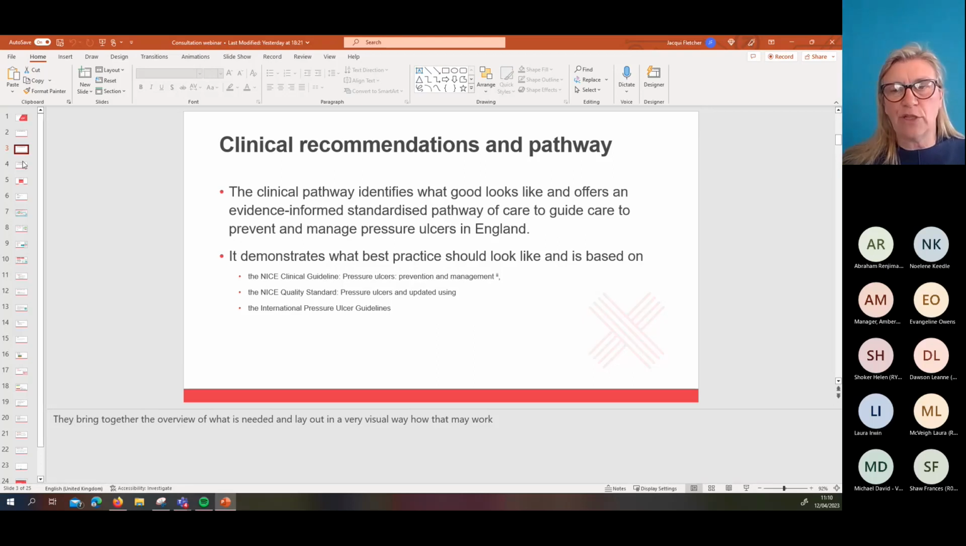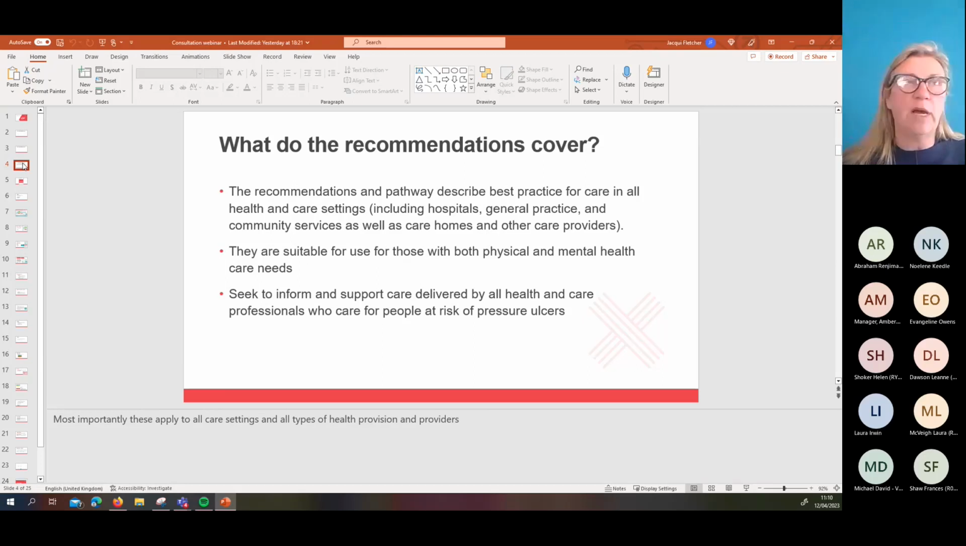So we're working on the best evidence from those, plus any more up-to-date systematic reviews we know we have from areas such as Cochrane. So both the recommendations and the pathway describe best practice care in all health and social care settings. So that includes hospitals, general practice and community services, as well as care homes and other care providers. So if you're a private provider, whether that's a care home or a private hospital, this will also apply to you. And they're applicable for both physical and mental health care needs.